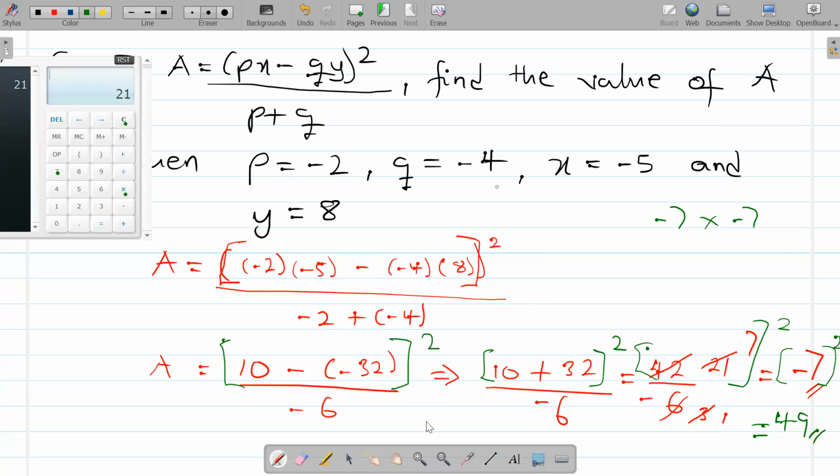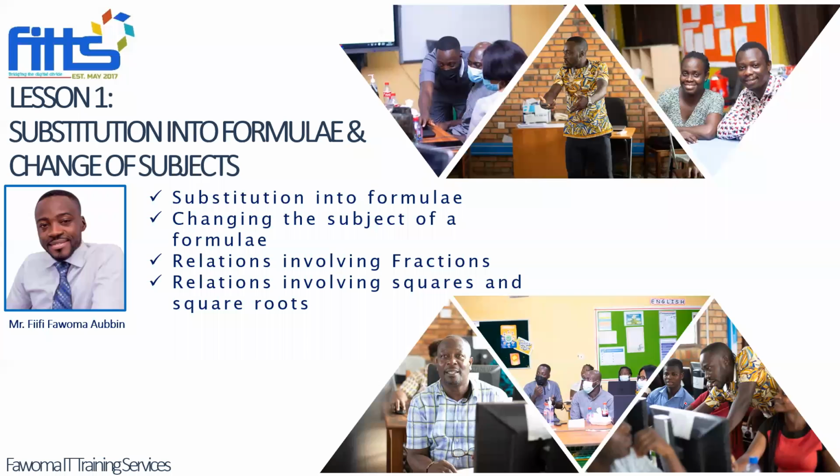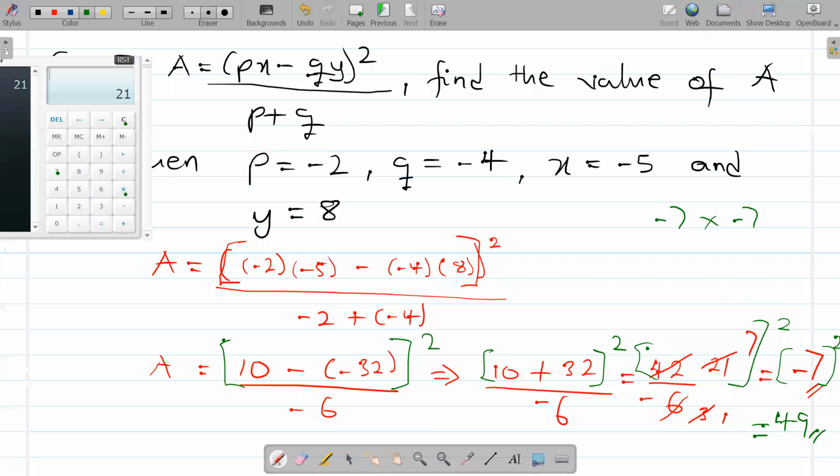Okay, so that is that with substituting into formula. So we will go and look at the next item on lesson 1, which is changing the subject of a formula. So this is our next step. I'm going to explain what it means to change a subject. Then we will proceed to look at some examples.